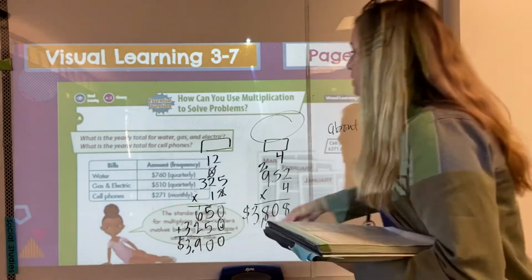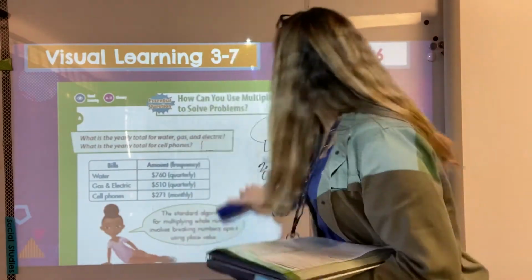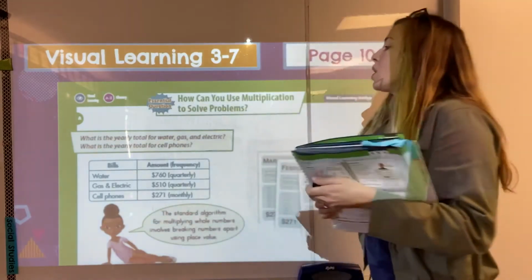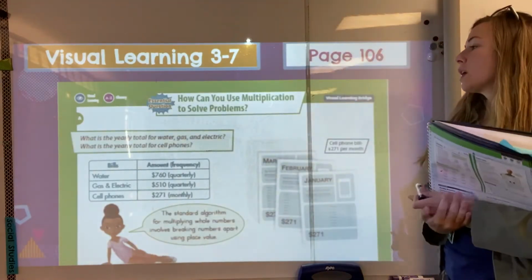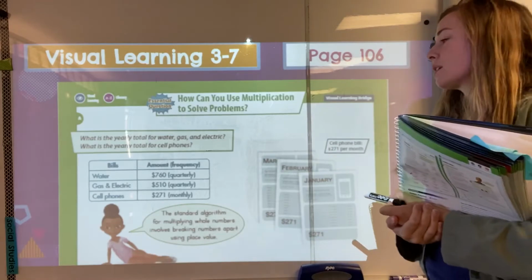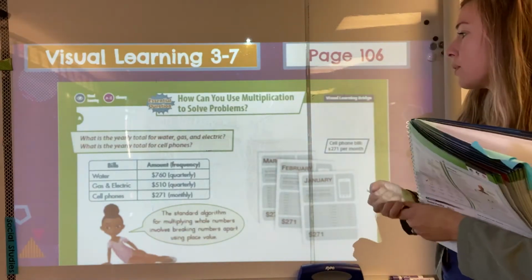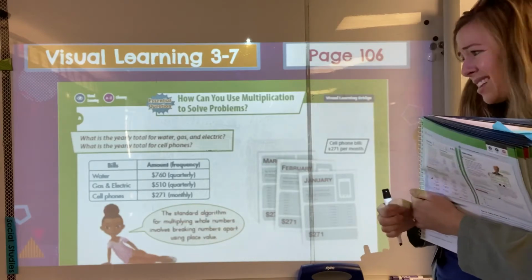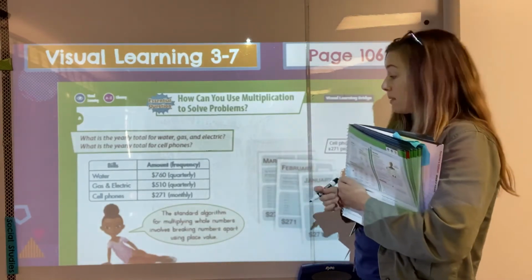So we are using multiplication to solve problems. Let's go ahead and read through our visual learning bridge. What is the yearly total for water, gas, and electric? What is the yearly total for cell phones? So we are paying things quarterly, except for cell phones, you pay monthly. That's an expensive cell phone bill, but I guess if you have a lot of people on it.